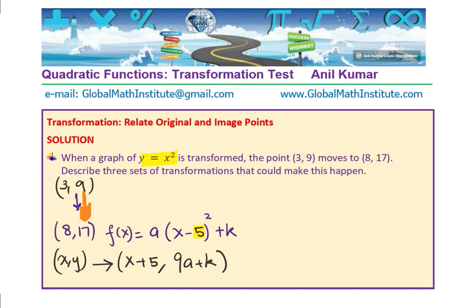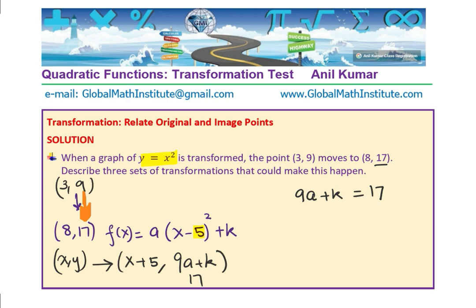So that is the y value, and we want this value to be 17. So we are working on the equation that the y value of 9 when multiplied by a and added by k, we should get 17. You get the idea. That is how the y coordinate is transformed.